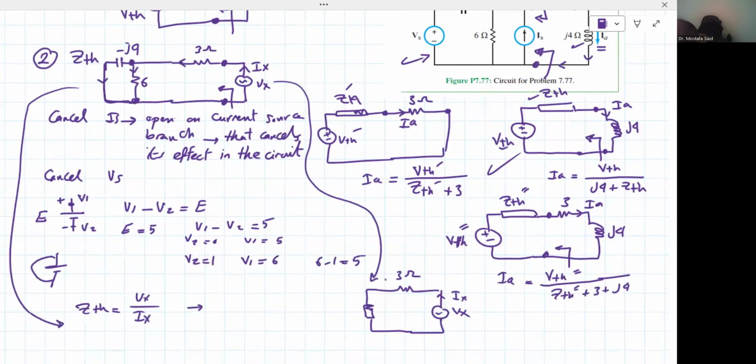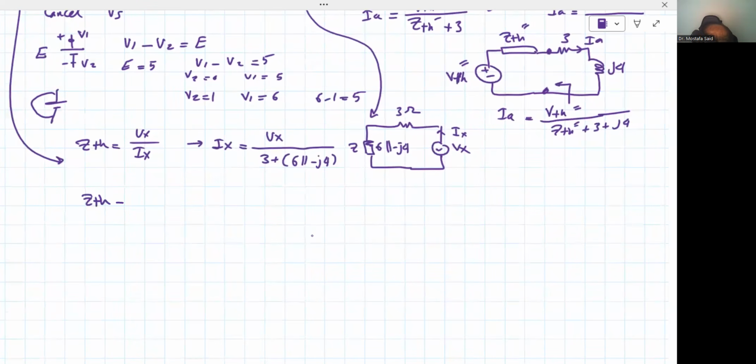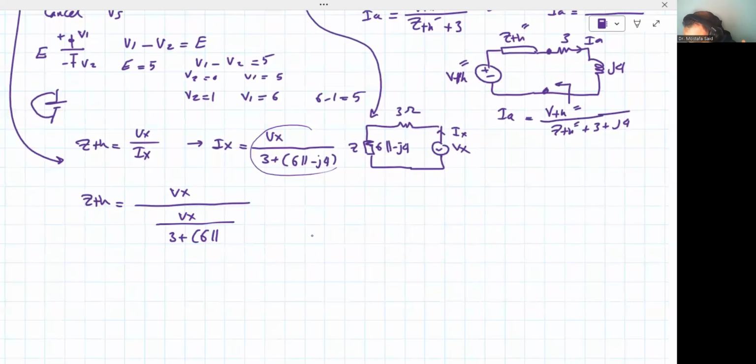Box called Z, for example, and Z is actually 6 parallel minus j4. So what is Ix here? Ix equal to Vx divided by the whole resistance, 3 plus 6 parallel with minus j4. So Z Thevenin equal to Vx divided by Ix. What is Ix? This guy here, Vx divided by 3 plus 6 parallel with minus j4. I'm not doing any simplification yet.